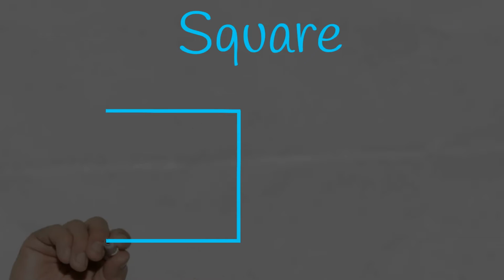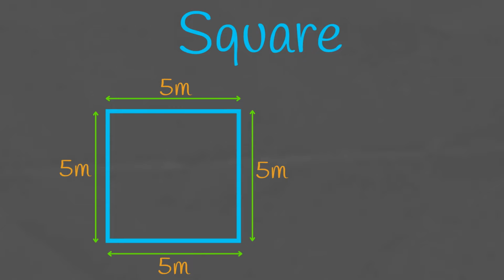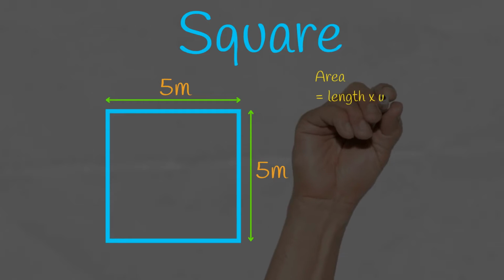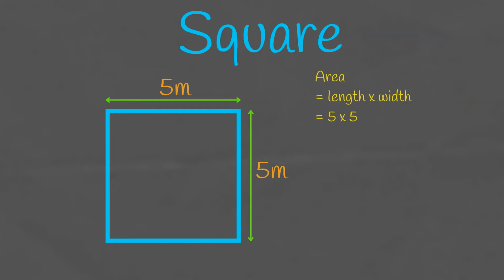First, a quick recap. A square has 4 sides. Each side is equal in length. However, we only need 2 sides to calculate the area because the area is length times width, or in this case 5 times 5. And as any number times itself is that number squared, this is equal to 5 squared. So the area of this square is 25 meters squared.